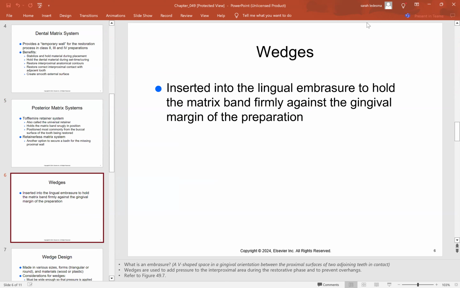When using a matrix system, we will also use wedges. These are inserted into the lingual embrasure, which is just the space between the two teeth, and it holds the matrix band firmly against the gingival margin of the prep.